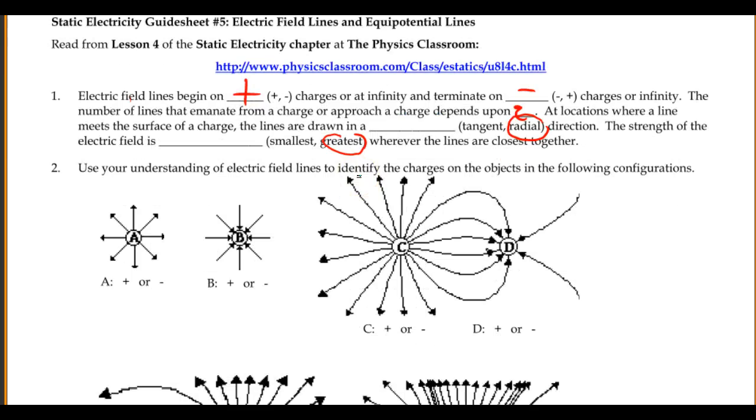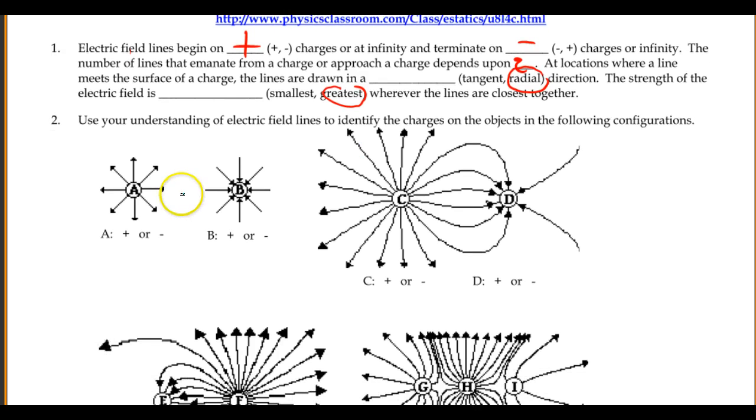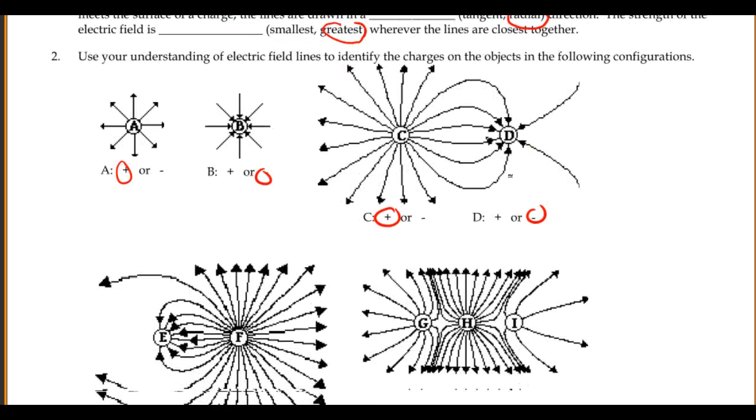Okay, so we can start figuring out which one of these are. Now in A, the field is emanating outward away from charge A, so it must be positive. It's terminating on charge B, so it must be negative. Charge C, it emanates outward, so it must be positive. Charge D, it's going in, so it must be negative. This is an electric dipole kind of situation.